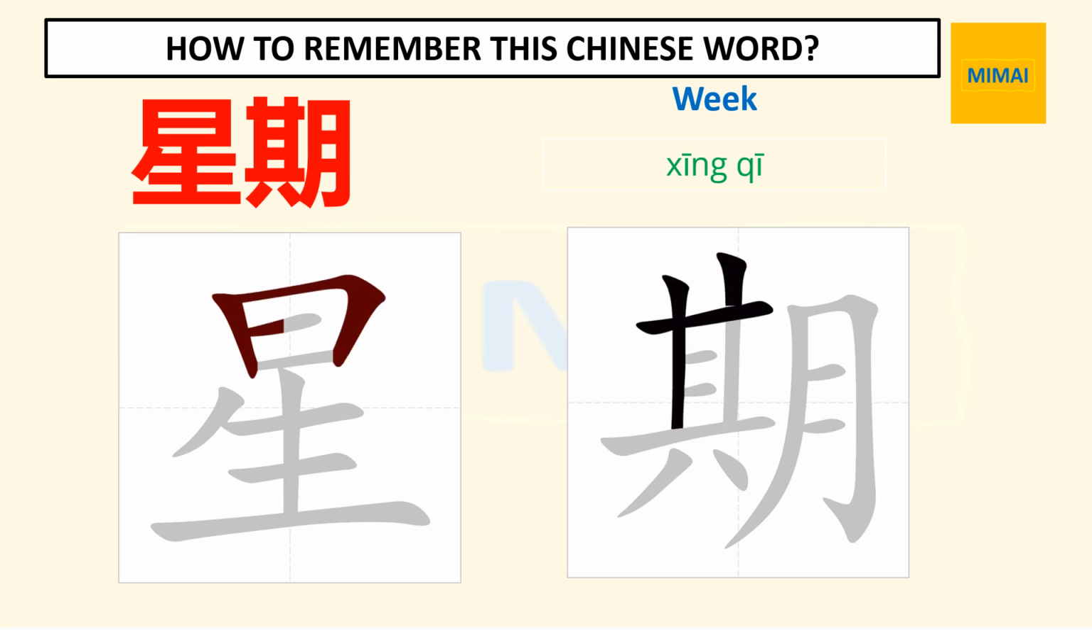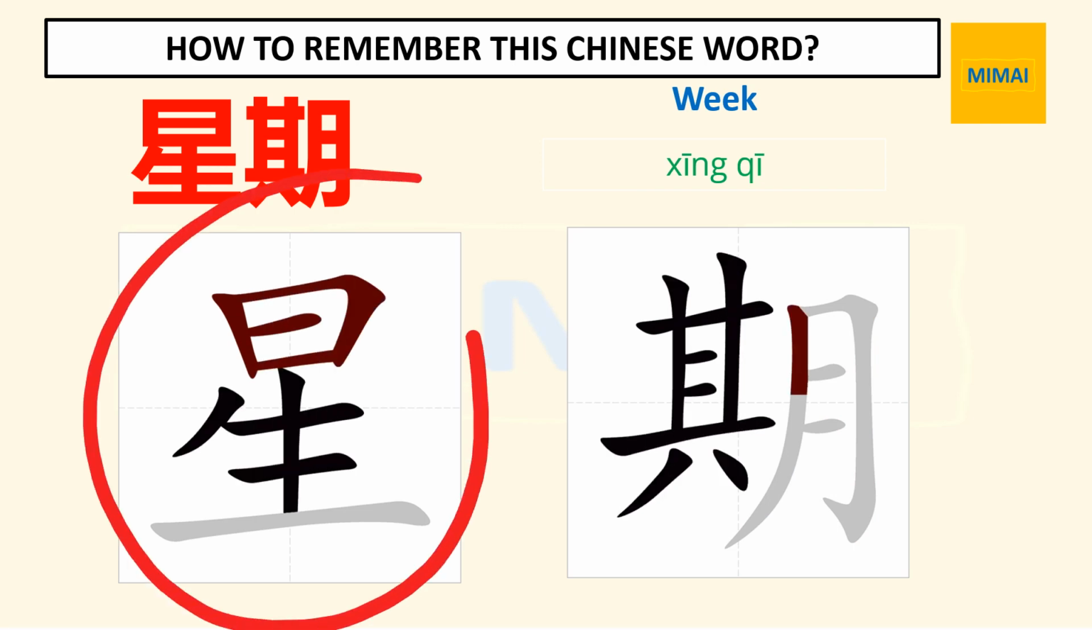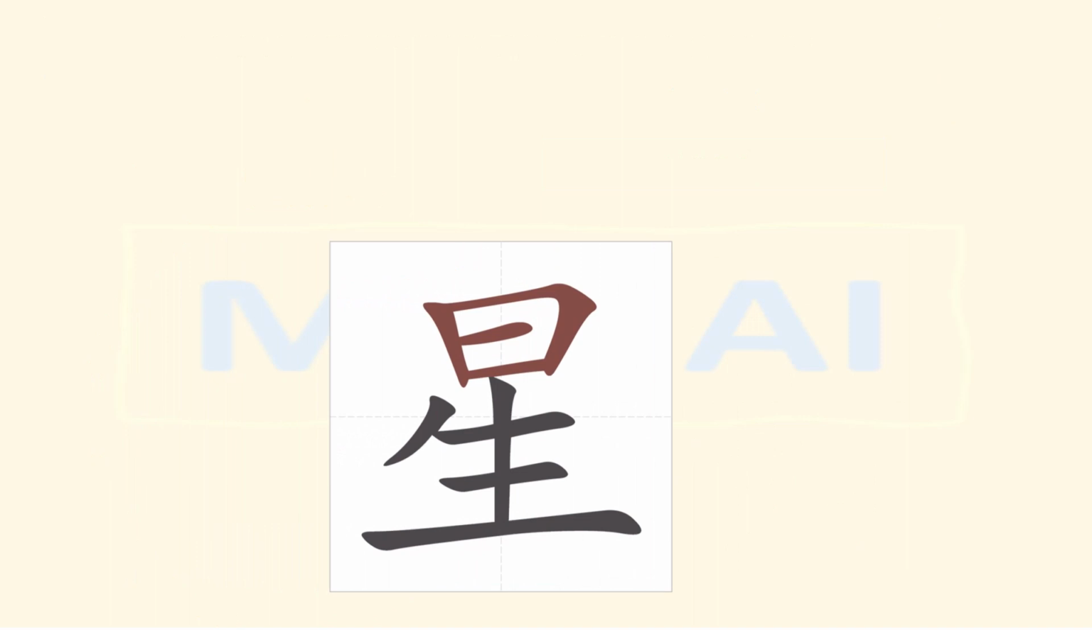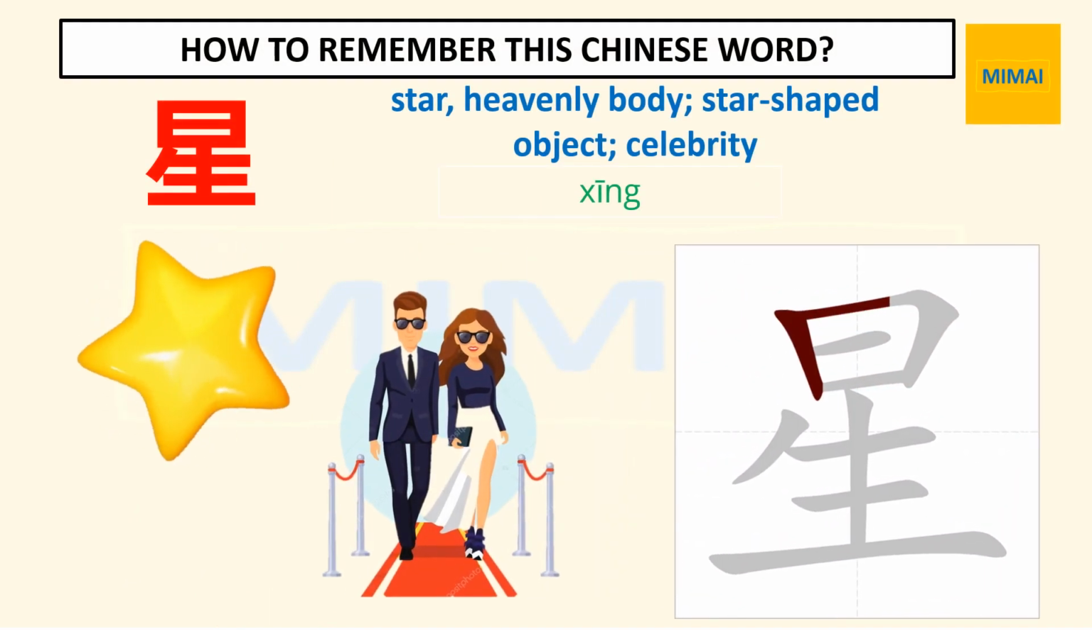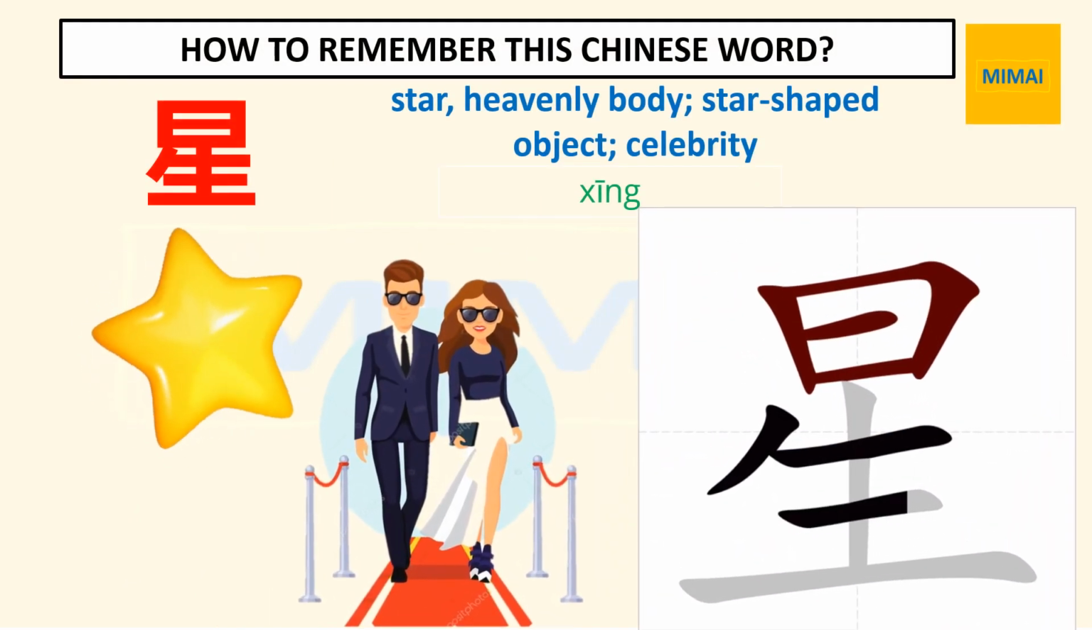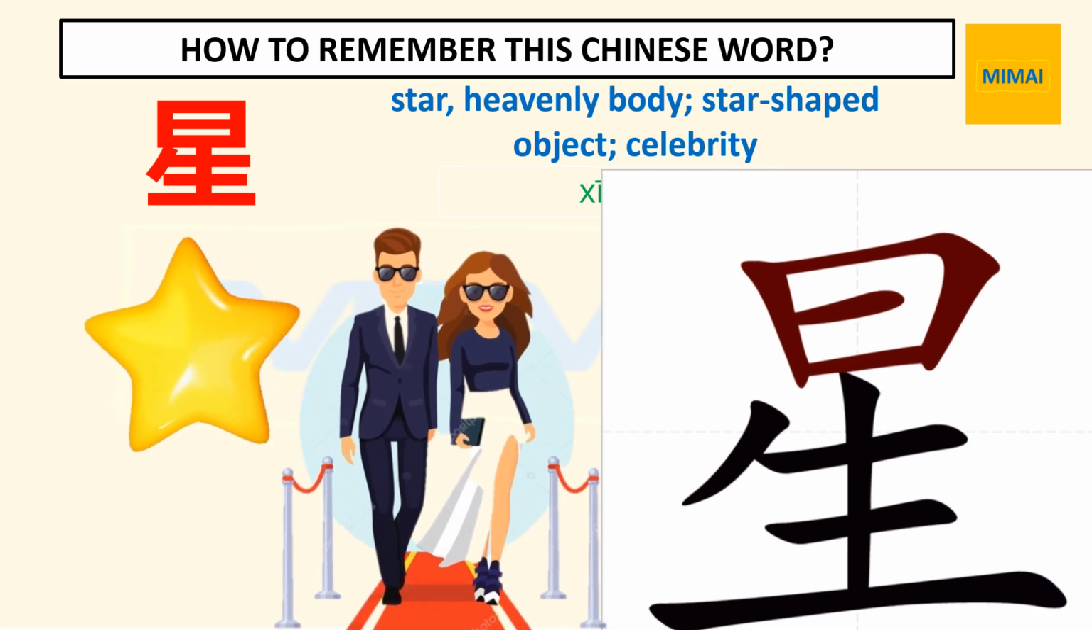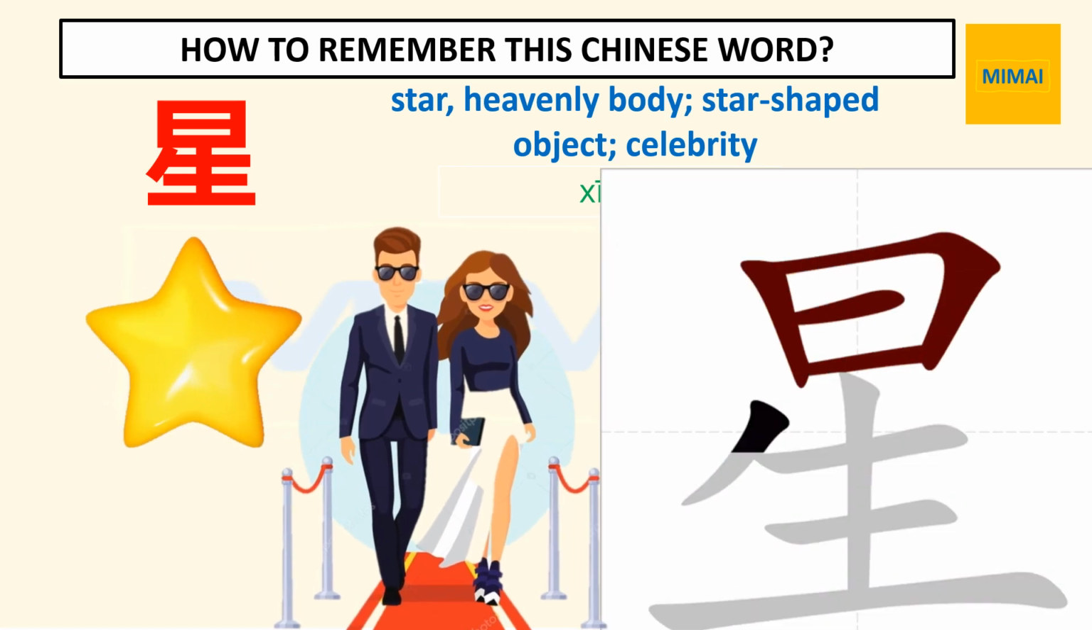Now we see the first letter. The first letter means star, heavenly body, star-shaped object, celebrity. This word is pronounced as follow. 星.